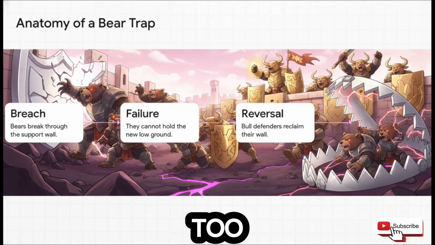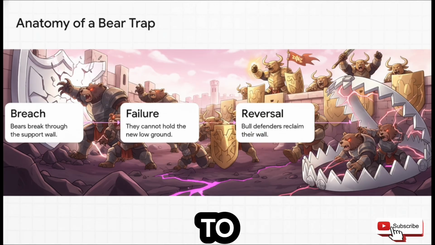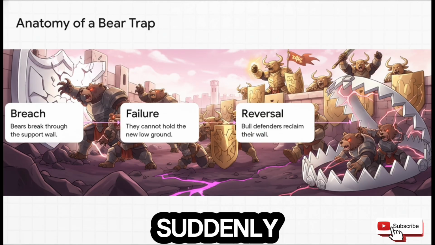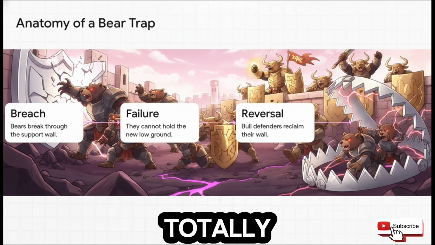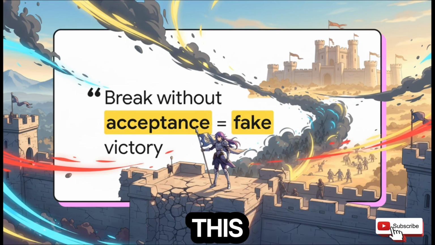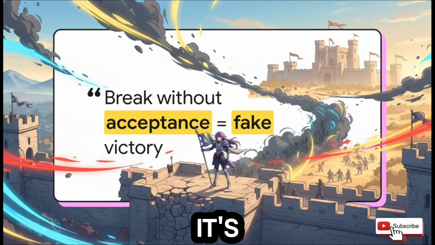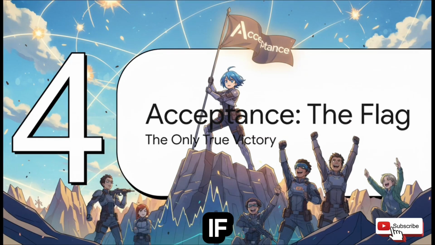And it works the other way, too, with a bear trap. The bears manage to break that bull shield wall. They push the price down, but they get greedy, they overextend. And that gives the bull defenders a chance to rally, to reclaim their wall. And suddenly, the bears are the ones who are exposed, totally vulnerable to a massive reversal. So here's the bottom line on this. Just breaking through a wall, that doesn't mean you've won. Not even close. If you can't actually hold that ground and establish control, it's just a fake victory. It's a trap.